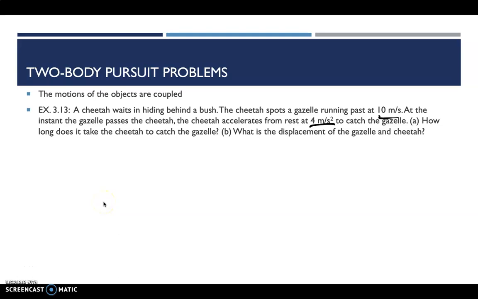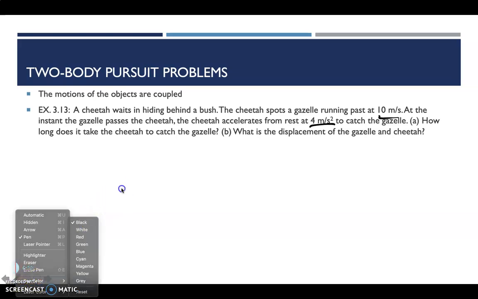Okay, so let's go ahead and continue with this problem. One thing we want to note is that once the cheetah catches the gazelle, they have both moved the same amount of distance over the same amount of time. So what we'll do is first treat them separately and then equate them in order to solve for this distance, or sorry, time. How long it takes to catch the gazelle.